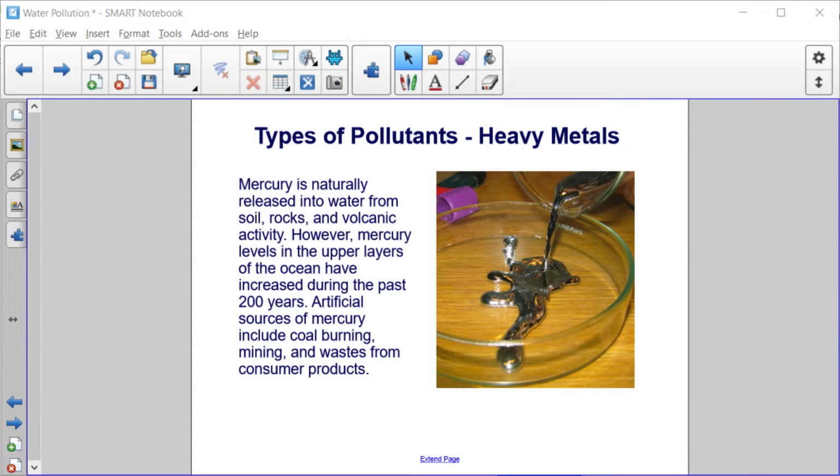A second type of pollutant are heavy metals. Mercury is naturally released into water from soil, rocks, and volcanic activity. However, mercury levels in the upper layers of the ocean have increased during the past 200 years. Artificial sources of mercury contributing to this increase include coal burning, mining, and wastes from consumer products.